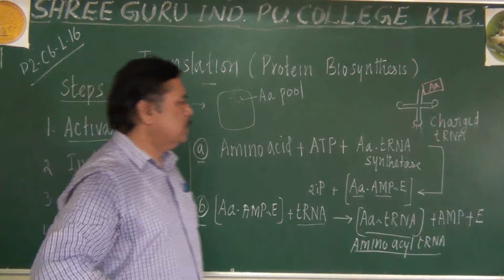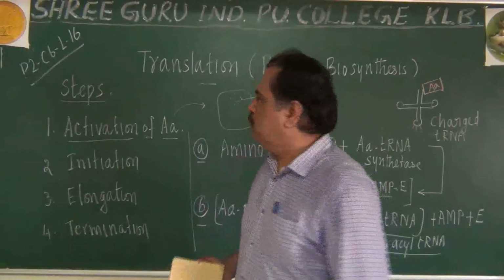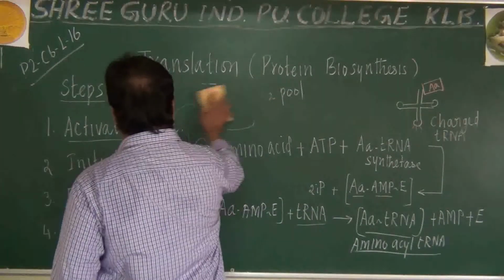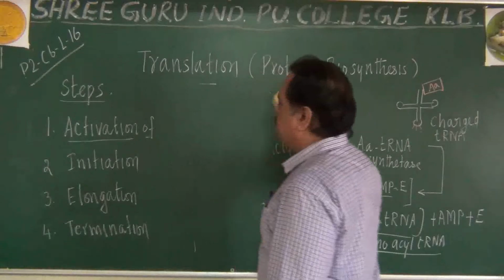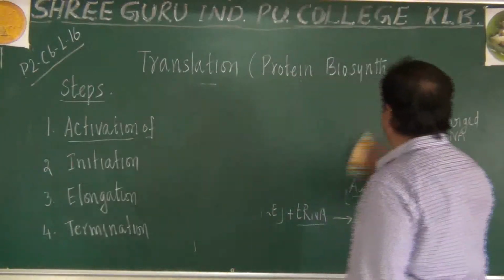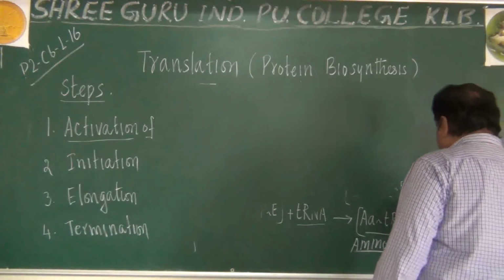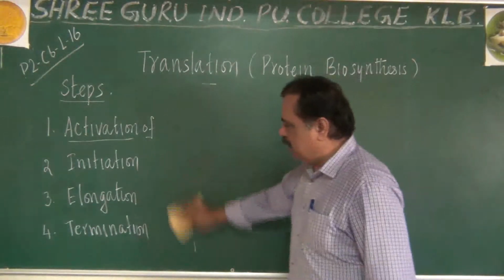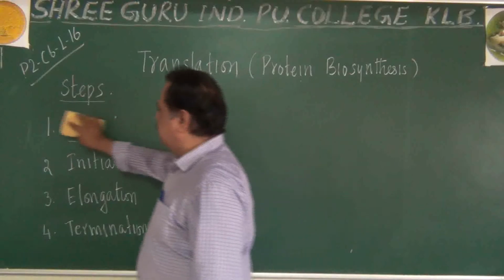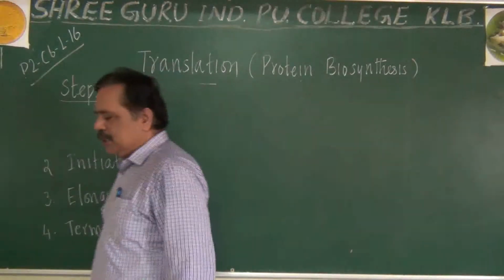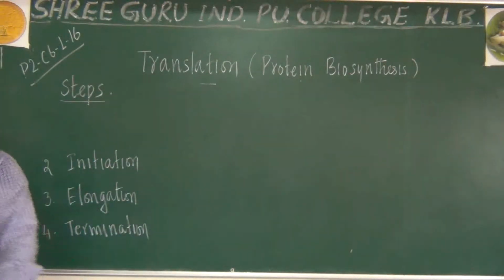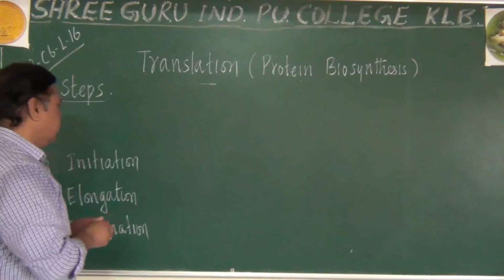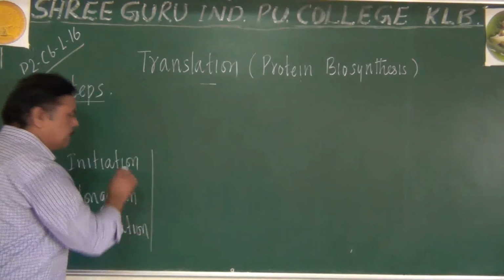Okay, students, you may know now what is called activation of amino acid. Now, tRNA is charged with amino acid. The next step here is initiation, we can see. What does initiation mean?